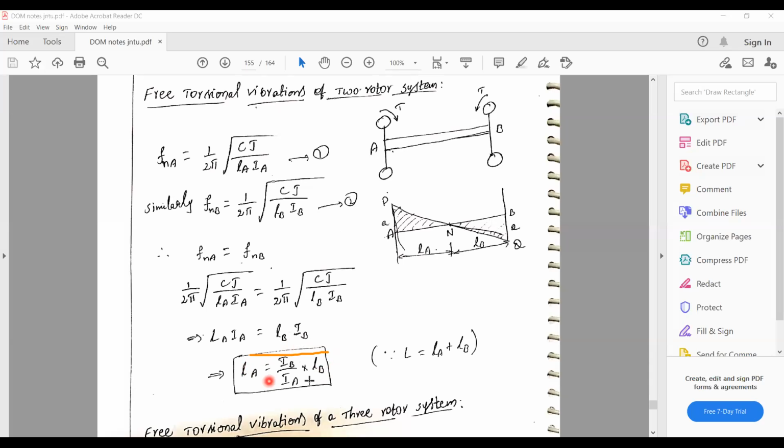Now we have written the relation between La and Lb. That is La equals Ib by Ia into Lb.